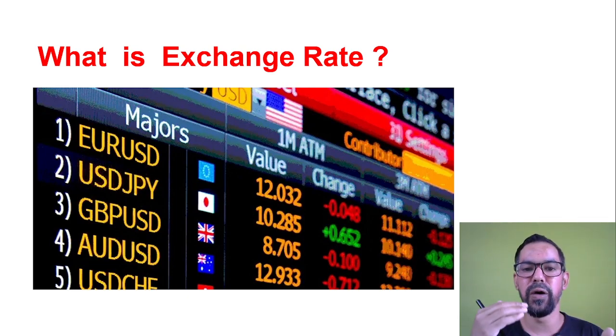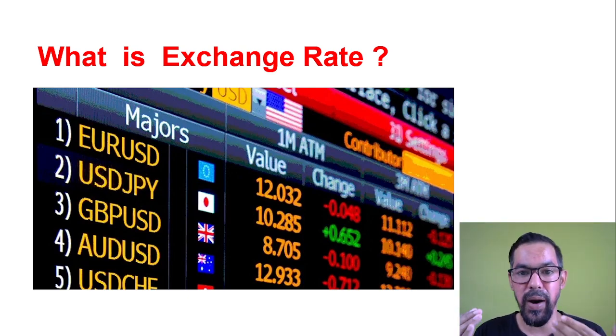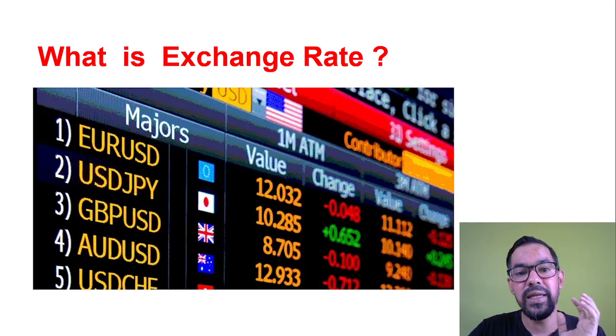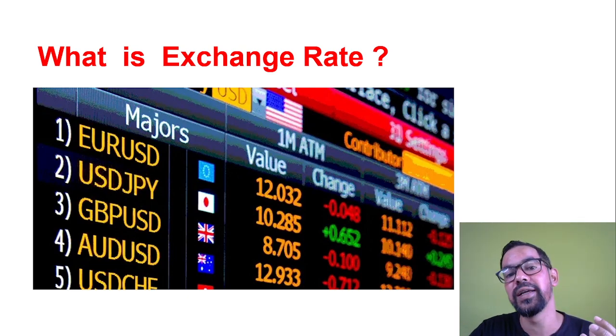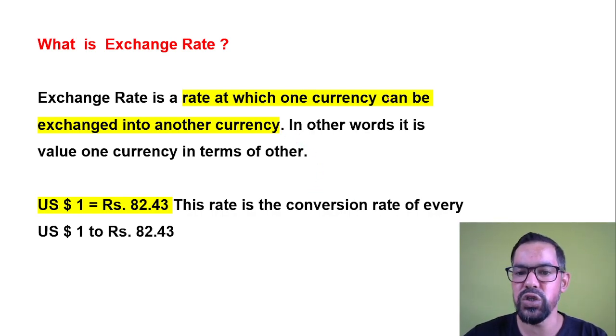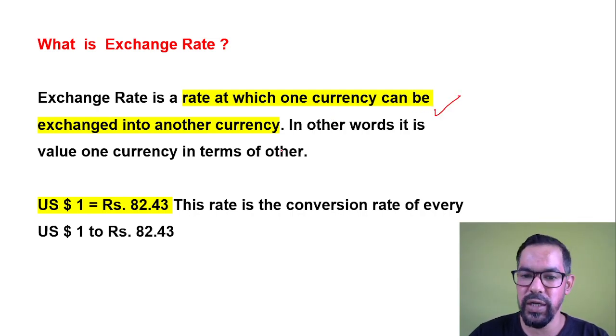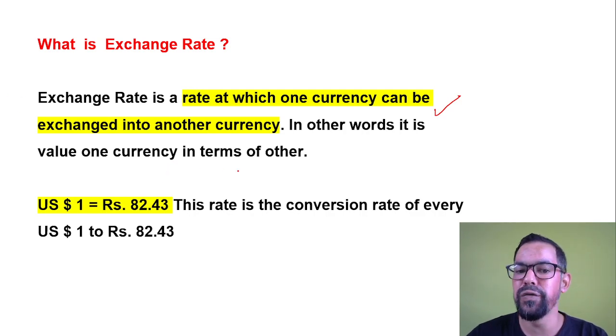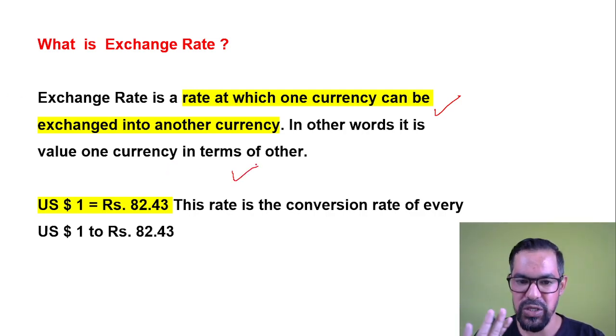Let's say for one US dollar you have to pay 0.50 pound, or similarly with other currencies. This is known as the exchange rate, which means the rate at which we convert our domestic currency into foreign currency, or convert one currency into another. The exchange rate is the rate at which one currency can be exchanged into another currency, USD into Euro, USD into INR, or some other currency. In other words, it is the value of one currency in terms of another currency. Hope this is clear.